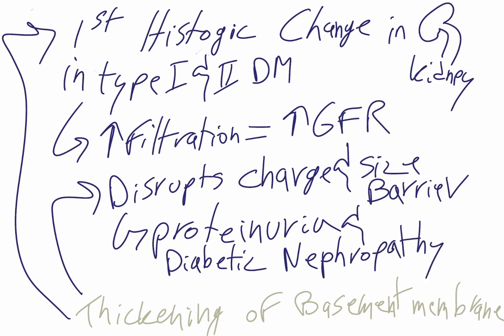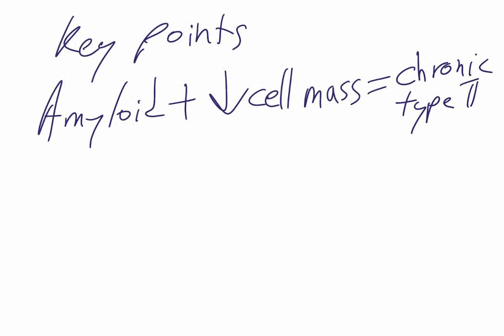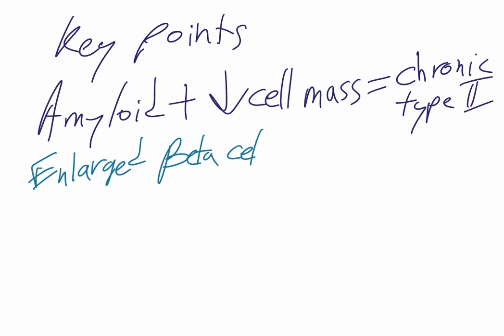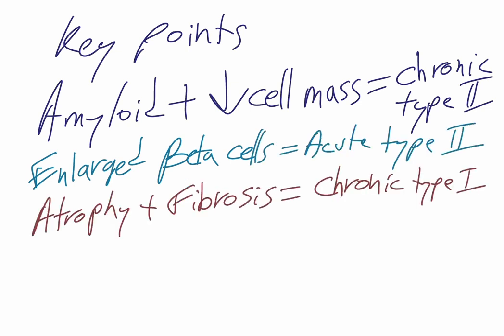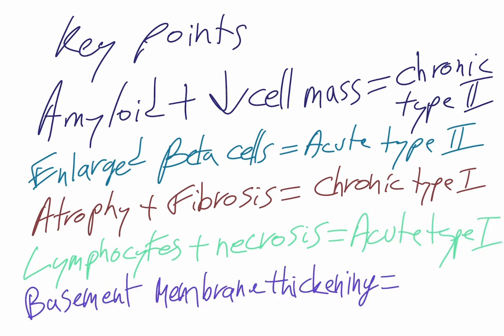proteinuria and diabetic nephropathy. So to recap, key points are amyloid plus decreased cell mass equals chronic type 2. Enlarged beta cells equals acute type 2. Atrophy plus fibrosis, chronic type 1. Lymphocytes plus necrosis, acute type 1. Basement membrane thickening in the kidney, not the pancreas.